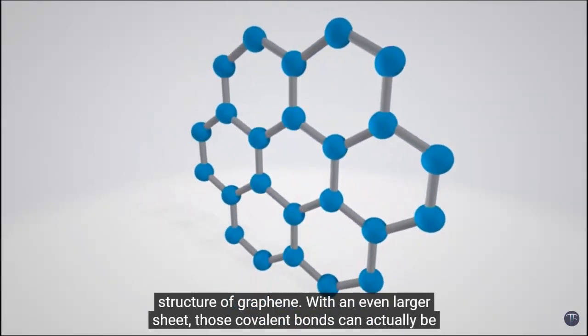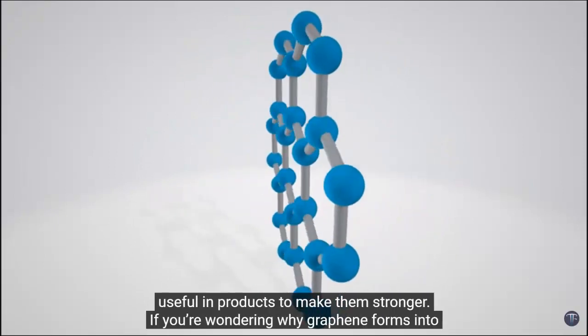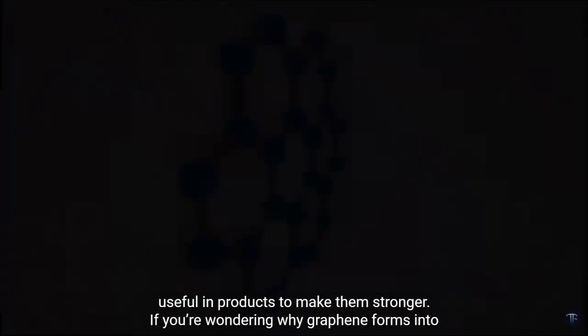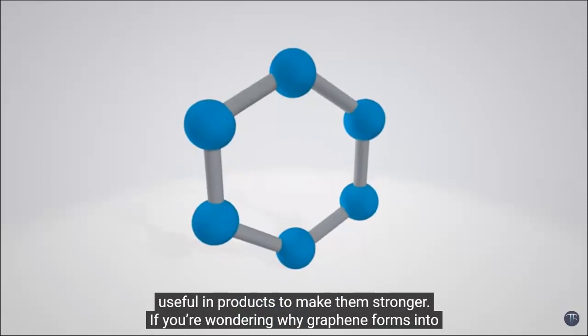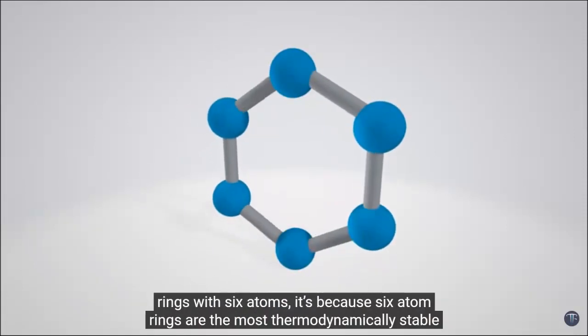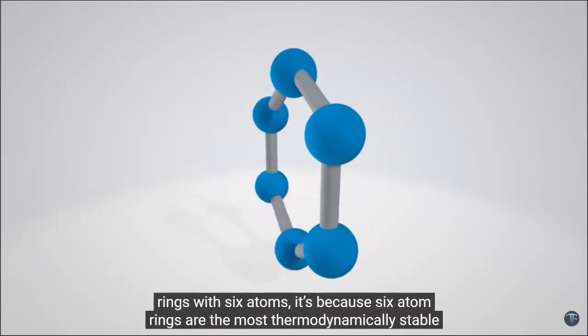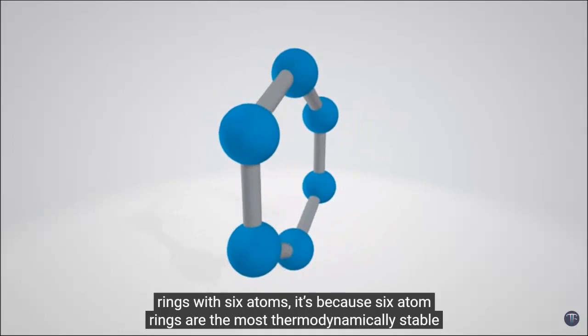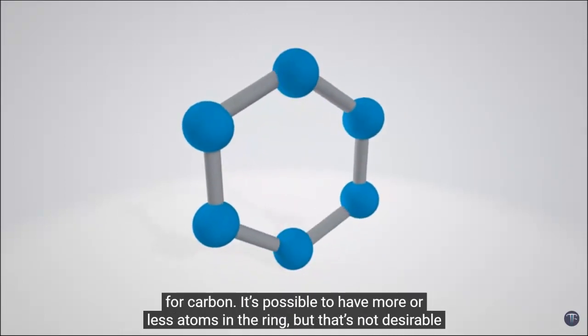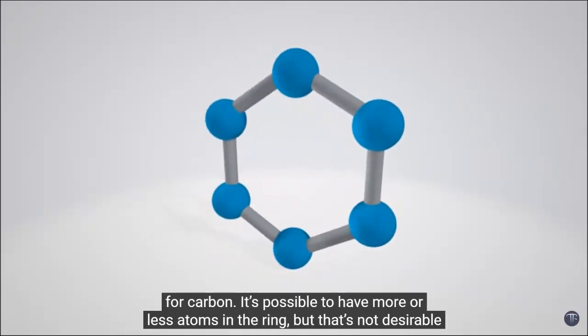If you're wondering why graphene forms into rings with 6 atoms, it's because 6-atom rings are the most thermodynamically stable for carbon. It's possible to have more or fewer atoms in the ring, but that's not desirable because it's less uniform and less stable. What about conductivity?